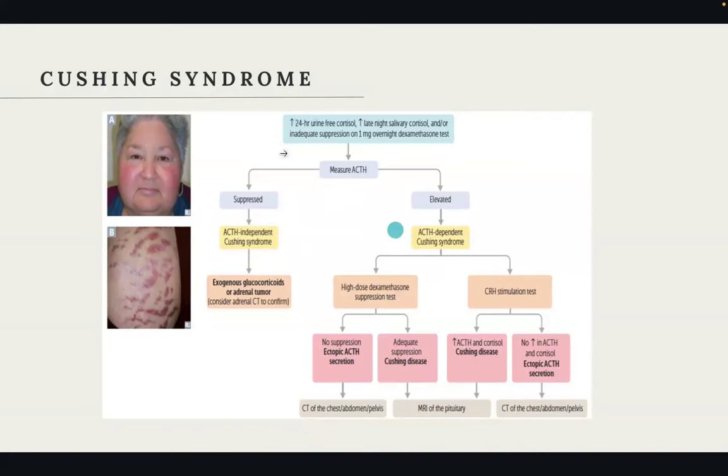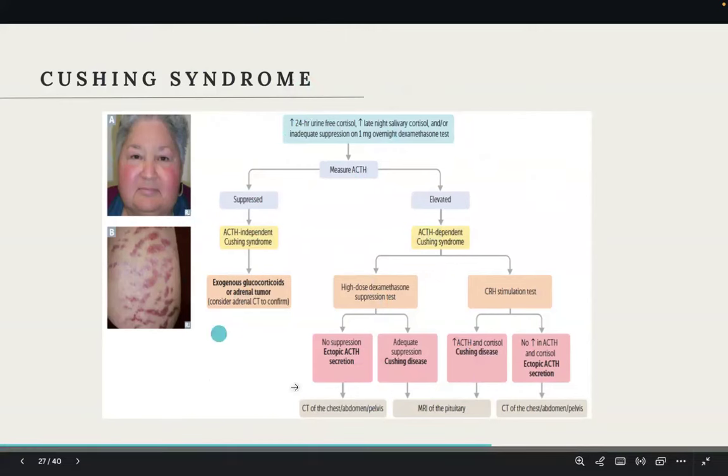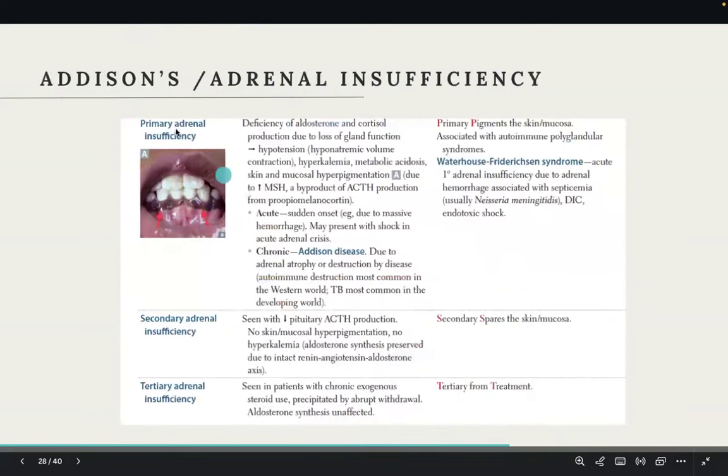I hope this made sense. I hope it wasn't too confusing. And again, please learn this very well. It's very high yield. Honestly, don't even worry about these, like the consider CT, whatever it may be.